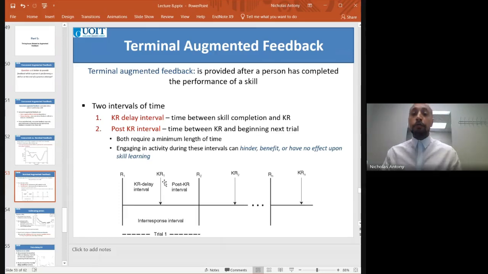Things to consider when providing terminal feedback. So you let them practice and then you give them the feedback after they're done a practice trial. There are two things to consider. Here, I'm going to try to explain this for you guys. Can you guys see this little line on the screen? I'm not going too fast. You guys are okay? Almost done. You guys okay?